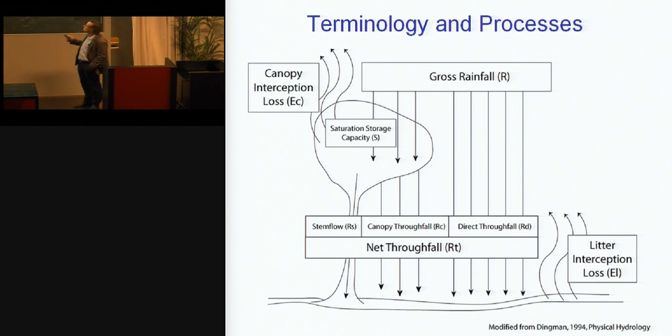What do you think is the difference between direct throughfall and canopy throughfall? Is there any difference in the rainfall intensity, in the chemistry of the water? Yeah? Okay. Well, what do you think is different?